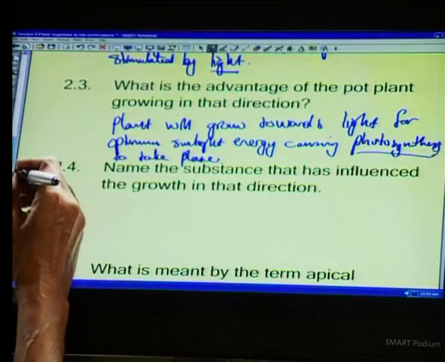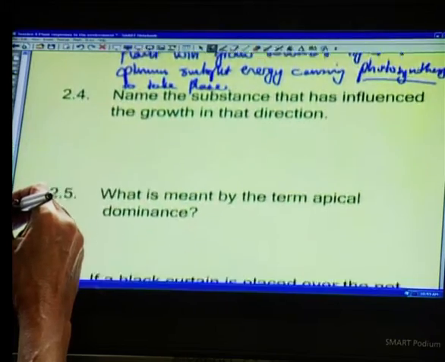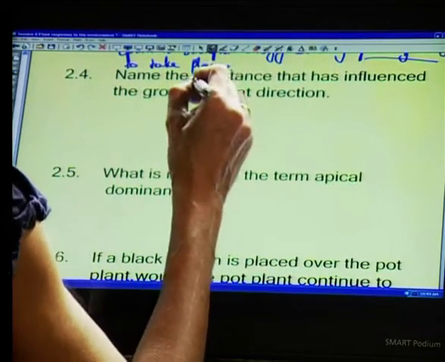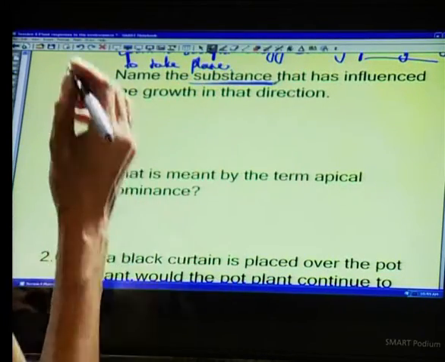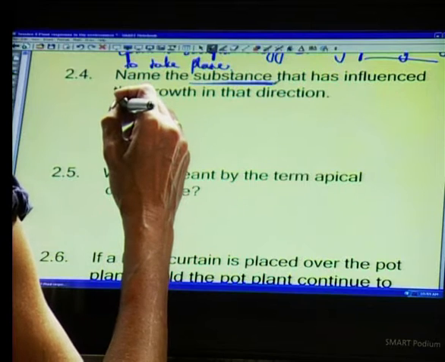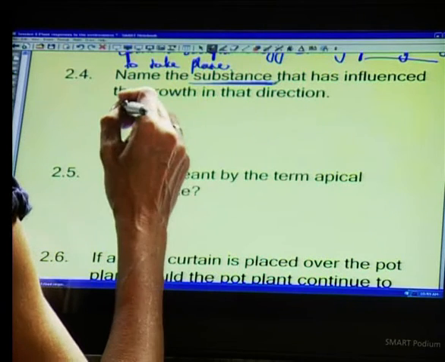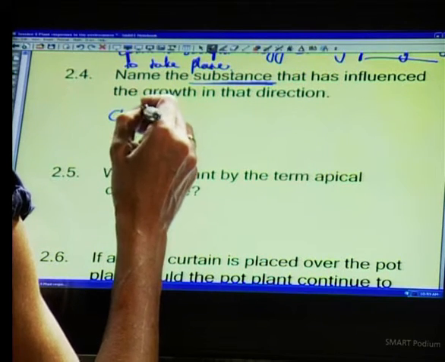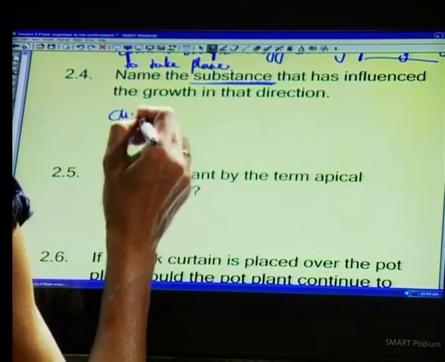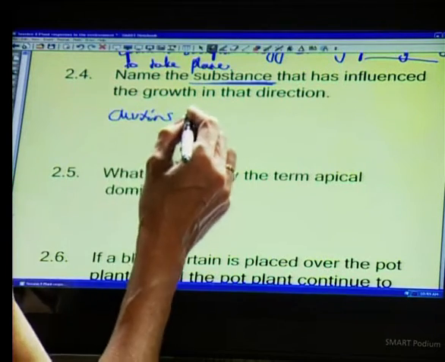All right. Now, name the substance that has influenced the growth in that direction. Now, what substance do you think they're talking about here? They're talking about plant hormones. So that substance would be specifically auxins. Okay, auxins or the plant hormone.